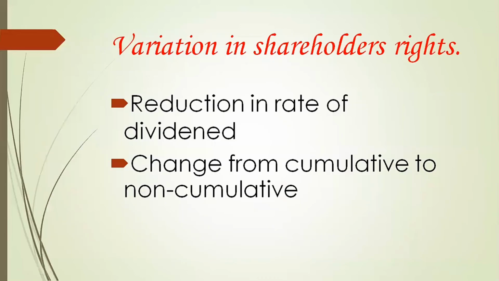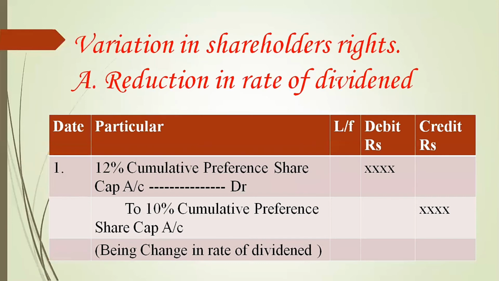Then we go to the second part, that is variation in shareholders' rights. In variation in shareholders' rights, we are going to write journal entries for reduction in the rate of dividend and change from cumulative to non-cumulative status. In reduction in rate of dividend, the rate of dividend of the preference share capital will be changed. A 12% preference share is converted to a 10% preference share. The journal entry will be 12% cumulative preference share capital account debit to 10% cumulative preference share capital. So only 12 will become 10. There is no change in the share capital.